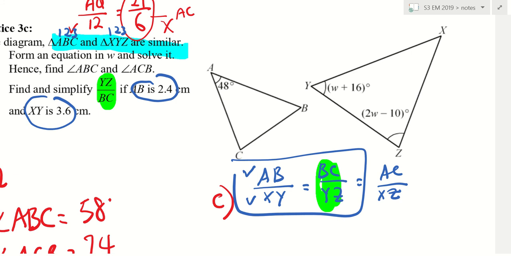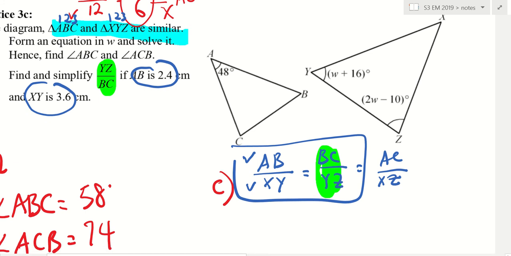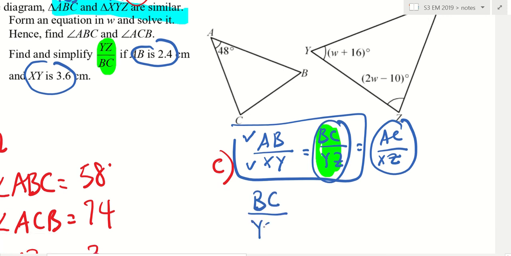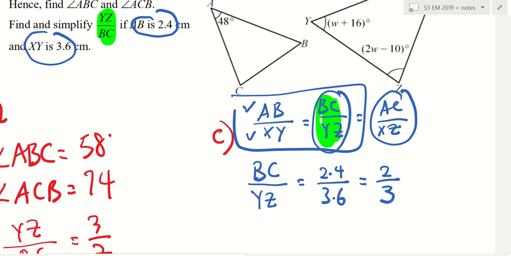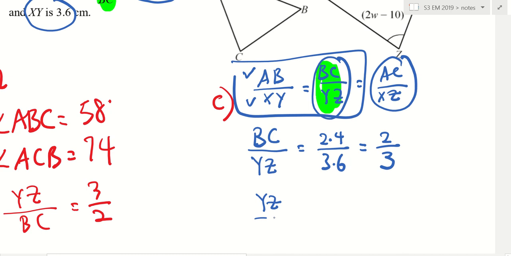You are not solving BC, you are not solving YZ. So your answer is just AB over XY is equal to 2.4 over 3.6. You press your calculator, what do you get? 2 over 3. Yeah, got 3 over 2, because they want YZ on top. Mine is YZ at the bottom. So if you want YZ on top, BC at the bottom, then it's 3 over 2. Understand? Okay, good. Right, let's go on.